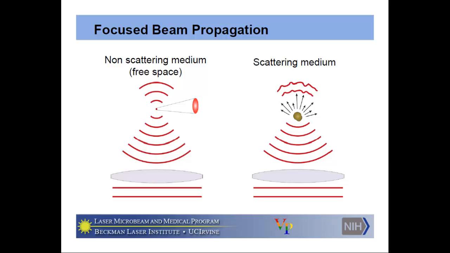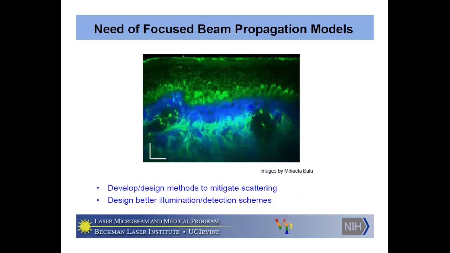In a scattering medium, you will have scatterers. Because of these scatterers, this beam gets distorted. This distortion propagates, and it will attenuate the amplitude and blur the signal. So this is a problem in optical microscopy. What we plan to do is build a model so that we can get a better understanding of microscopy. But this is a difficult problem.